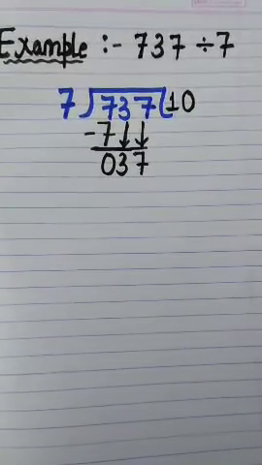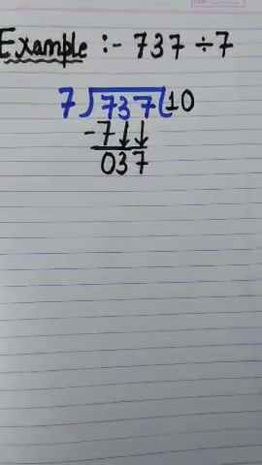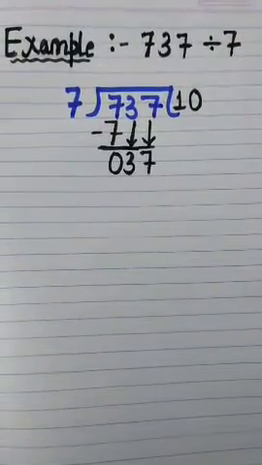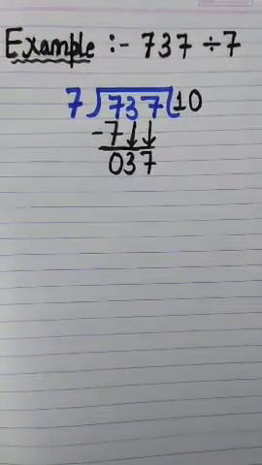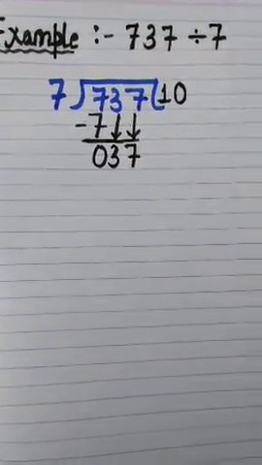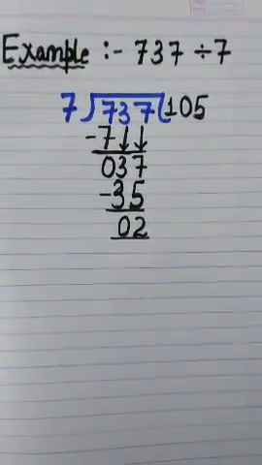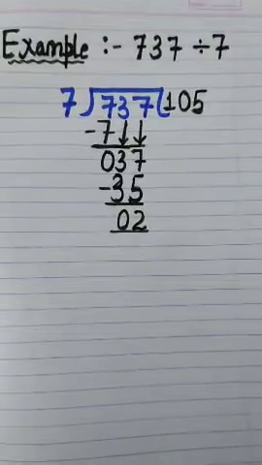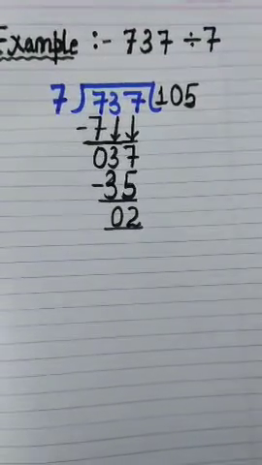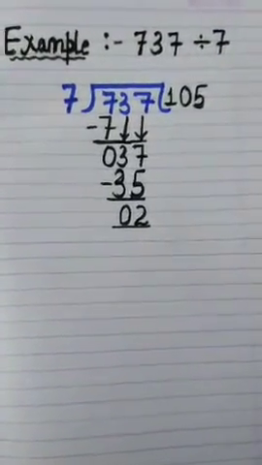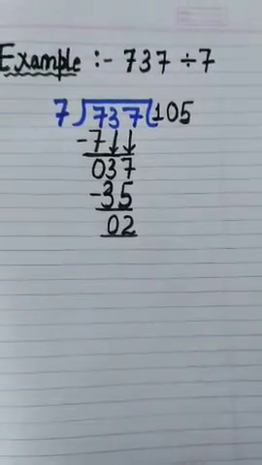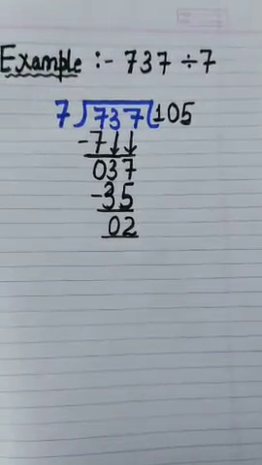Now we will divide 37 by 7. If we start reading the table of 7, we know 7 5s are 35. So on subtracting 35 from 37, we have got 2 as remainder. In this case, 2 is the remainder, 7 is the divisor, 105 is the quotient, and 737 is the dividend.